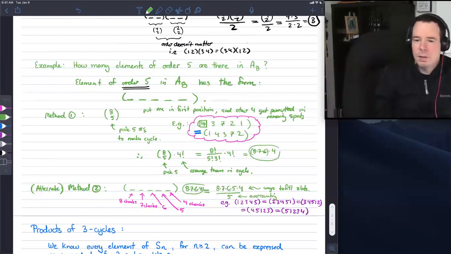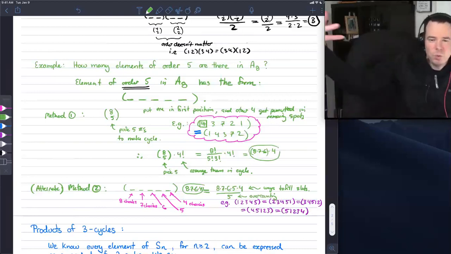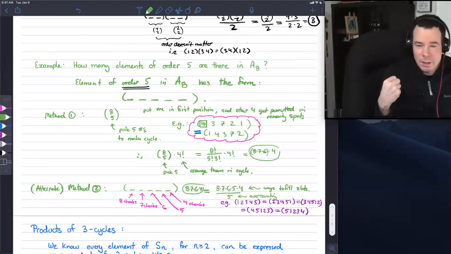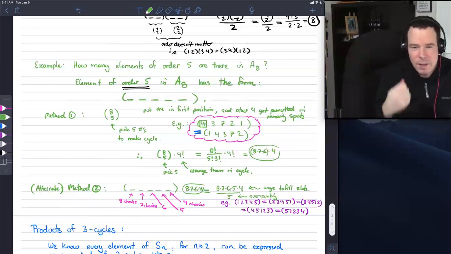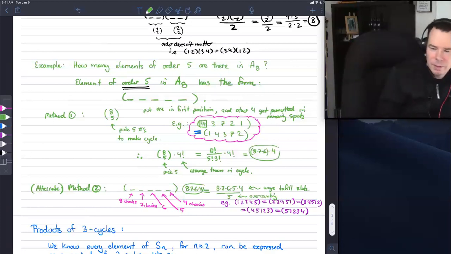In the first method, I said I want to fill 5 slots. So choose the numbers in an unordered way and then force them into the positions in some ordered way. Or method 2 was pick the numbers that I want to fill the slots in an ordered way and then divide by my overcounting because some orderings will give the same permutations. So a couple of ways to look at it.